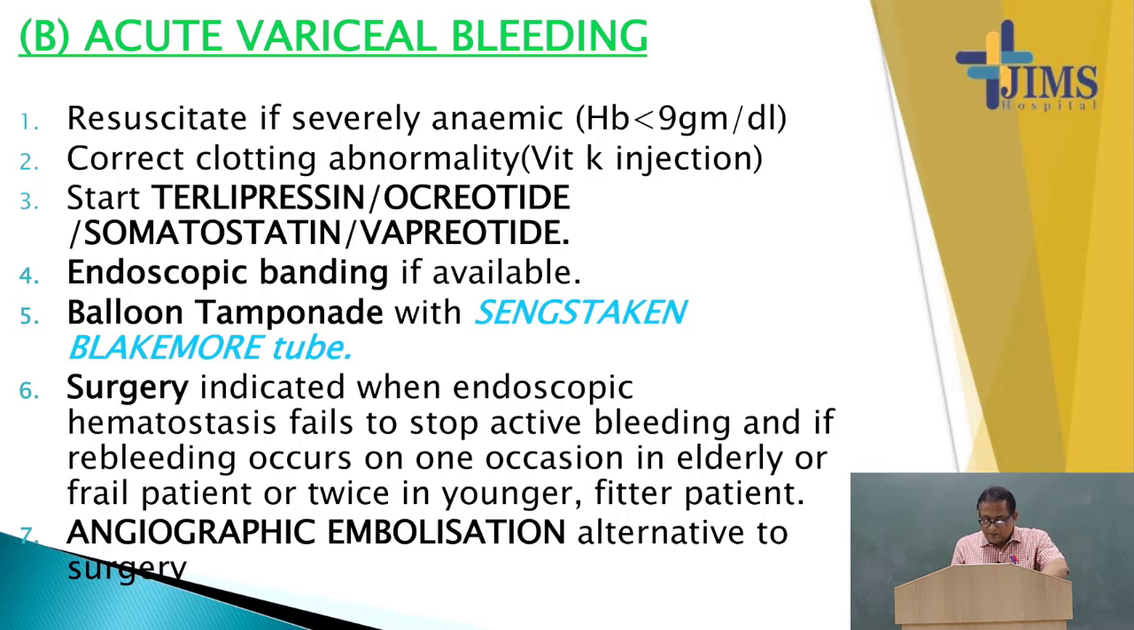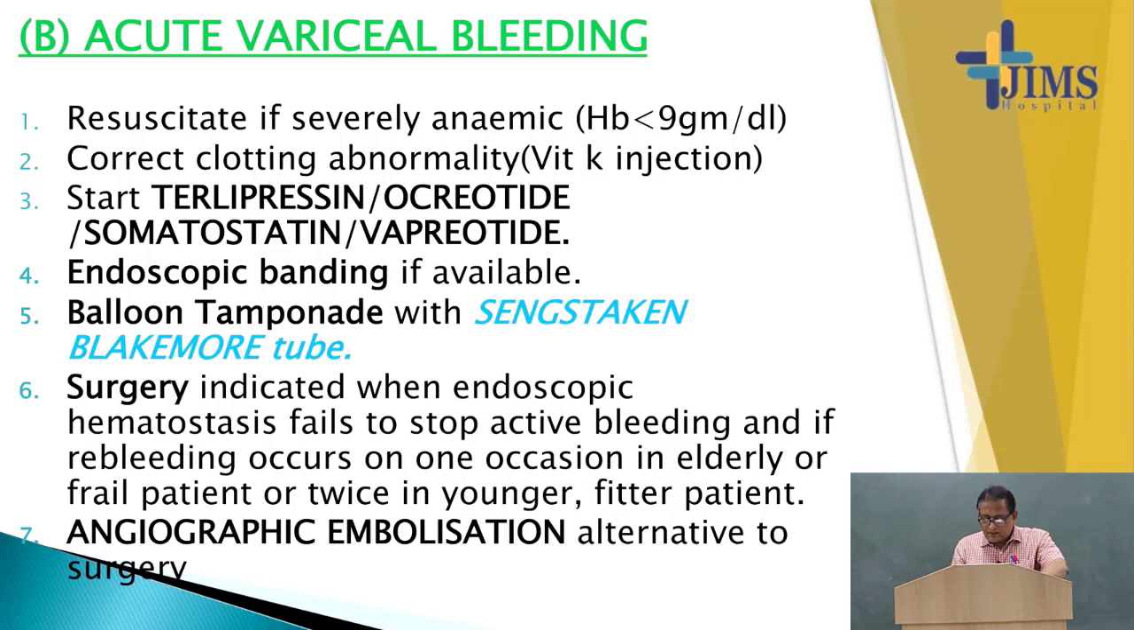Then there may be other methods, balloon tamponade. If the bleeding is not stopped, in an acute emergency, you can put a balloon which has got a tube like thing with two balloons, in the upper and in the lower. This balloon can be put here, one in the stomach and one in the esophagus, then it should be dilated so that by the pressure of this balloon, the esophageal variceal bleeding will stop. This is called the Sengstaken-Blakemore tube.